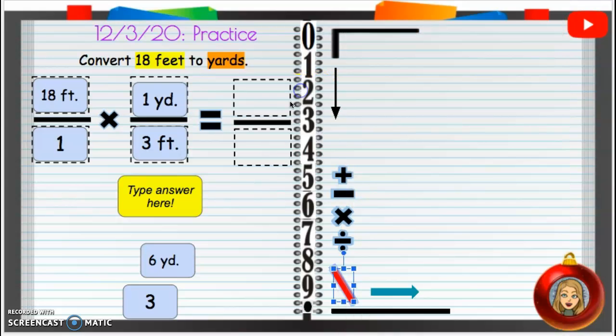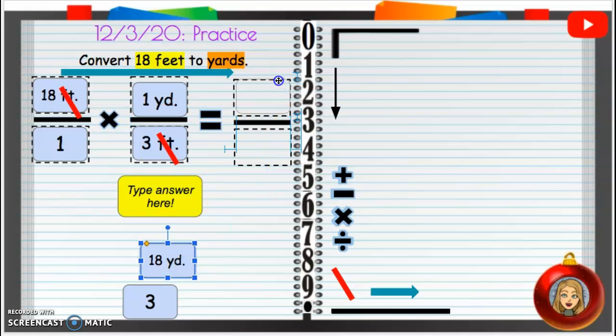Now we're going to multiply straight across. So after we are able to cross out our feet and our feet, we have yards left. 18 times 1 equals 18. And then 1 times 3 equals 3.